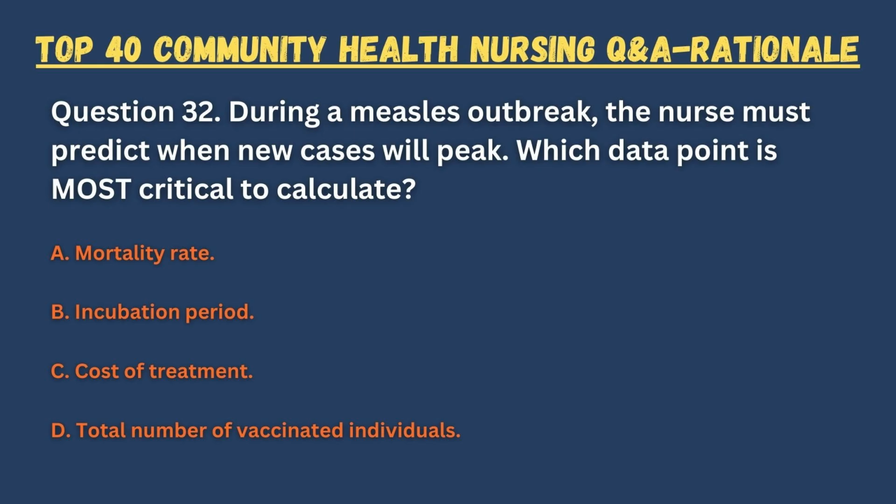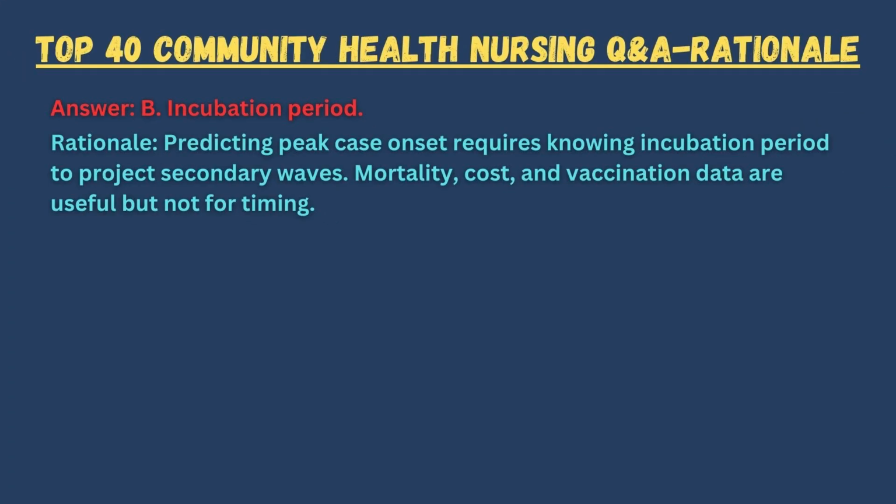Total number of vaccinated individuals. Answer: B. Incubation period. Rationale: Predicting peak case onset requires knowing the incubation period to project secondary waves. Mortality, cost, and vaccination data are useful but not for timing.